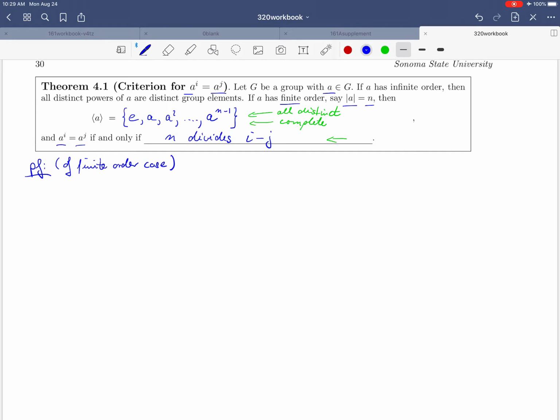What is our assumption? Well, our big assumption is we have a group, we have an element in the group, and the order of that element is n. So let's assume the order of A is equal to n. Okay, first thing we want to discuss is how do we know that all those elements have to be distinct? Well, let's think about that. The elements E, A, A squared, up to A to the n minus 1 are all distinct.